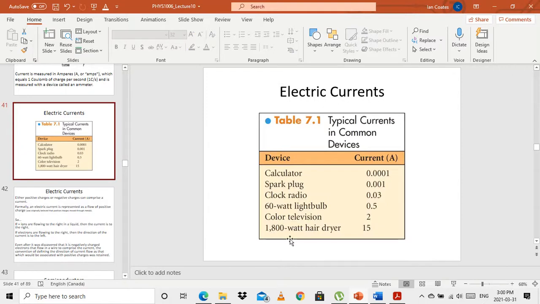You'll see here electric currents, typical currents of common devices: calculator, not much. Spark plug. A 60-watt light bulb has a current of half an amp. An 1800-watt hair dryer will have a lot more. So you see these here. You can see the relative scale of how much current actually flows through a calculator. Pretty small.